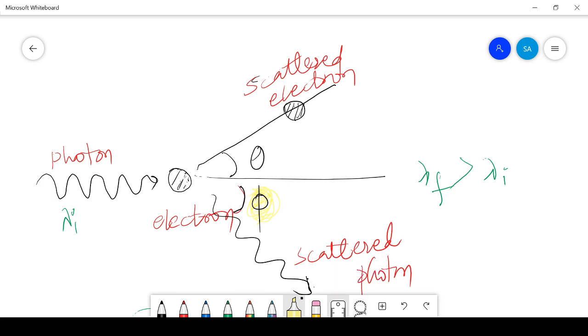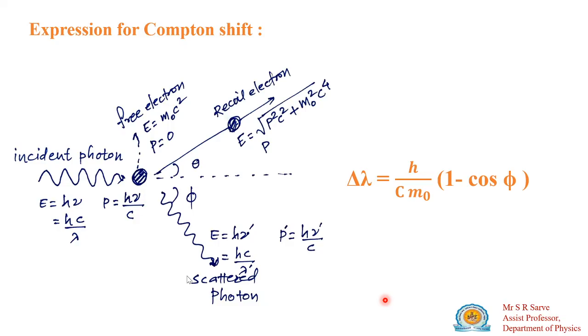So what we learn is that this Compton effect, we'll now switch on the PPT, totally depends upon your angle of scattering phi, and this del lambda is equal to h divided by m naught c times 1 minus cos phi.